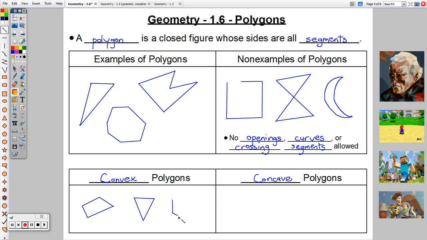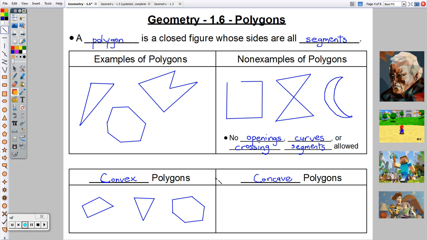And let's do a hexagon for this last one. So hexagon, what's that mean? That means 6 sides. We're getting to that. We haven't talked about that yet, but that's coming in this lesson. So there we go. Those are all convex polygons.